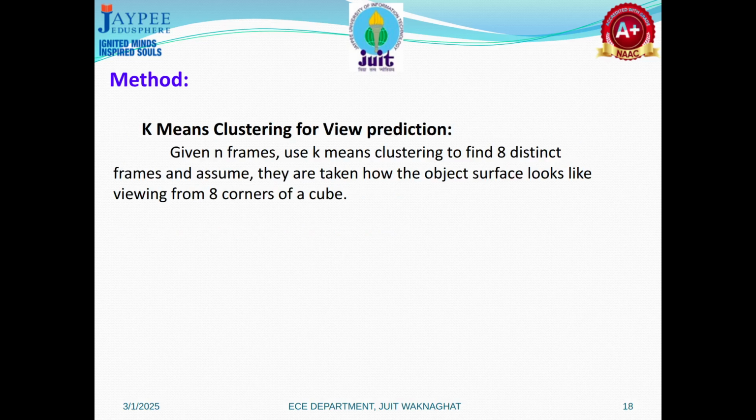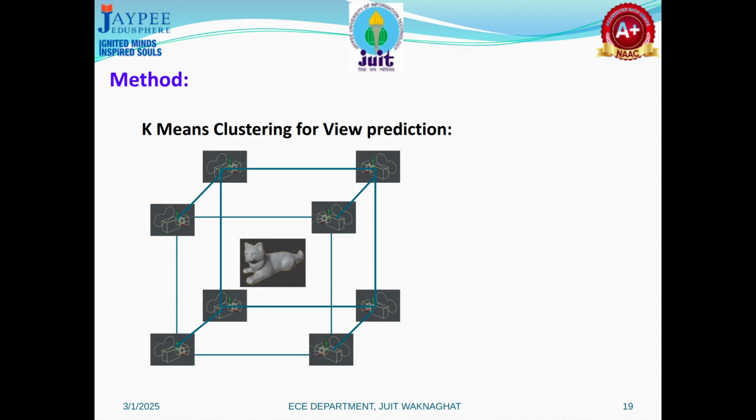So given input frames, we do k-means clustering to find 8 distinct frames. After getting these 8 distinct frames, we assume these 8 frames are taken from the 8 corners of a cube, because that's the most distinct view that you can get. To explain in more detail, if 2 different tactile frames have high overlap between them, they will usually be clustered within the same cluster. So when we do this k-means clustering, finally we will get 8 distinct views which have very little overlap.